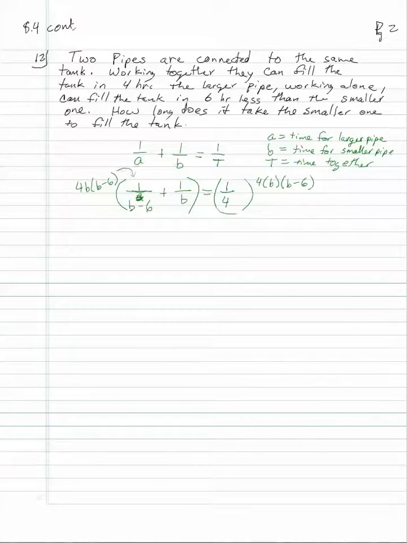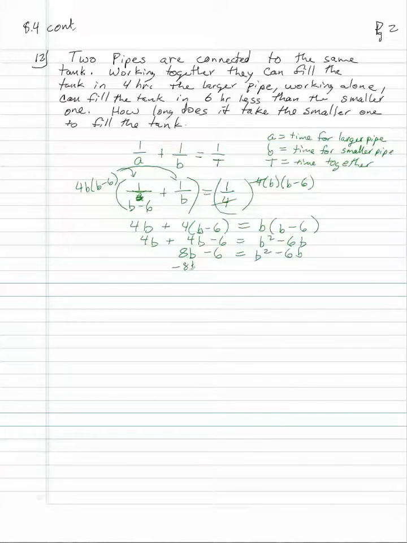When I distribute it, for the first fraction, the B minus 6 cancels, and we're left with 4B. For the second fraction, just the B cancels, so we get 4(B minus 6). And then on the right side, just the 4's cancel, and you get B(B minus 6). Let's distribute and combine like terms and see what kind of equation we got here. It looks like we're going to get a quadratic equation, so we're going to get it equal to 0.